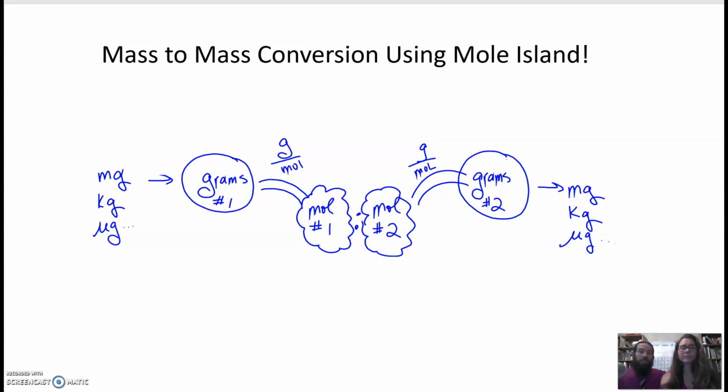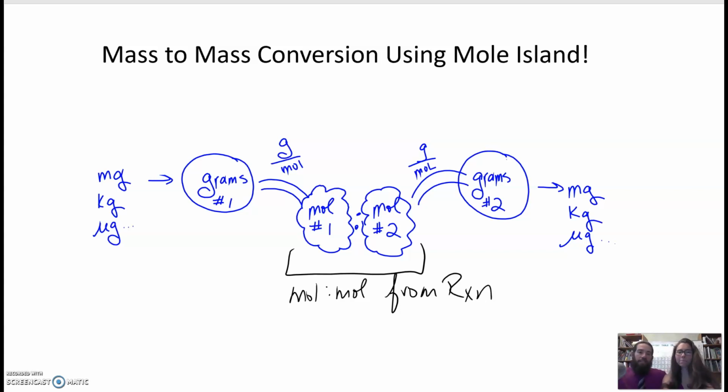But now you'll notice in the center piece here, we have mole number 1, mole number 2. This is the mole-mole relationship from the balanced equation. So this is where we can go from moles of one thing to moles of another from the reaction. So we're showing here, like, you might be given a mass in milligrams or kilograms. You might have to convert to grams.